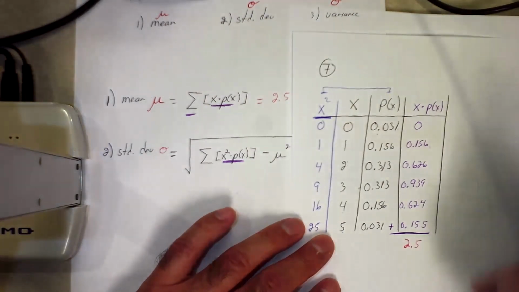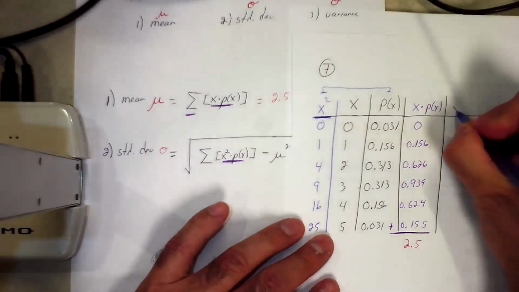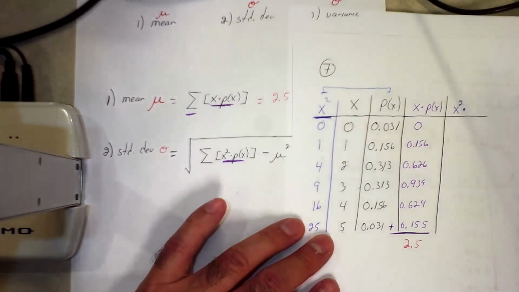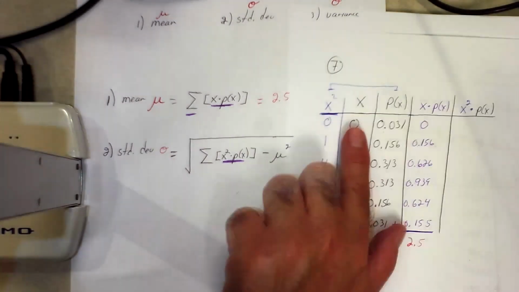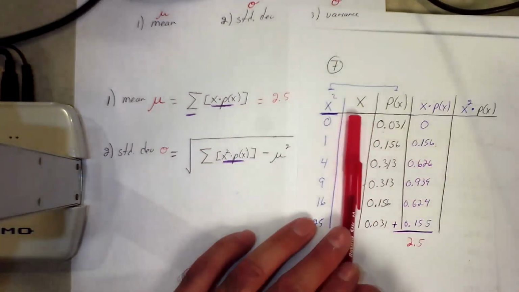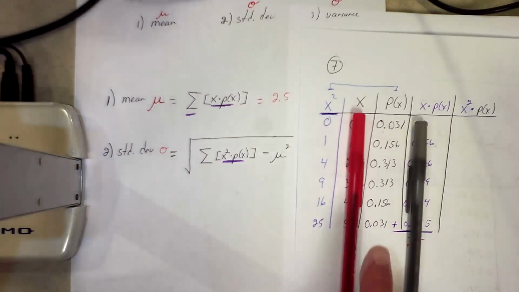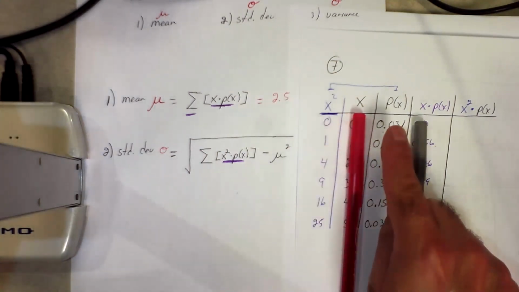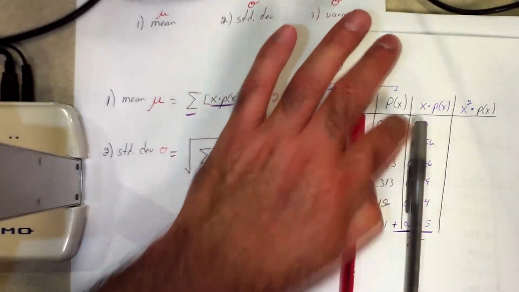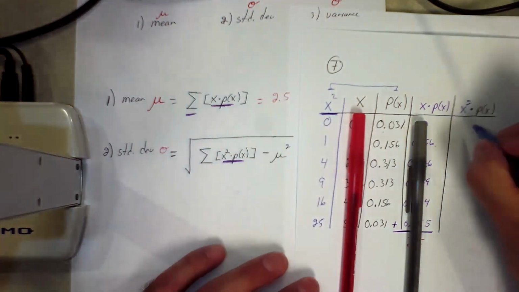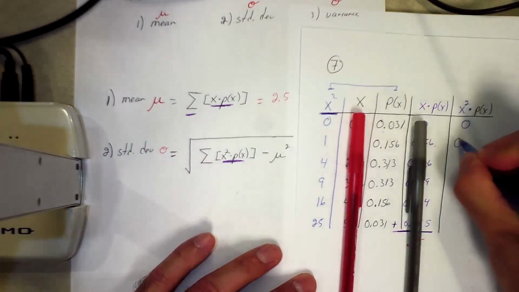And so I want to do x squared times my P of X. So I need to multiply those two columns, this column with that column. I'm going to do row by row. So I've got to multiply 0 times 0.031. That's 0. 1 times 0.156 is 0.156.